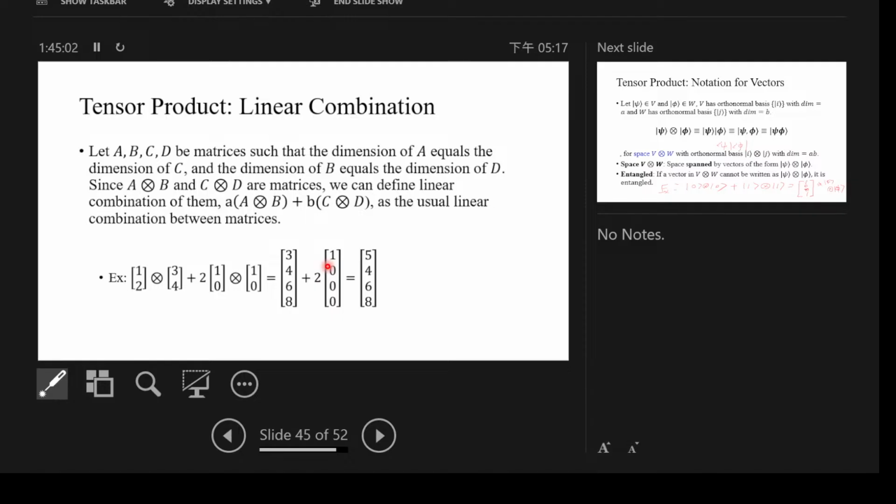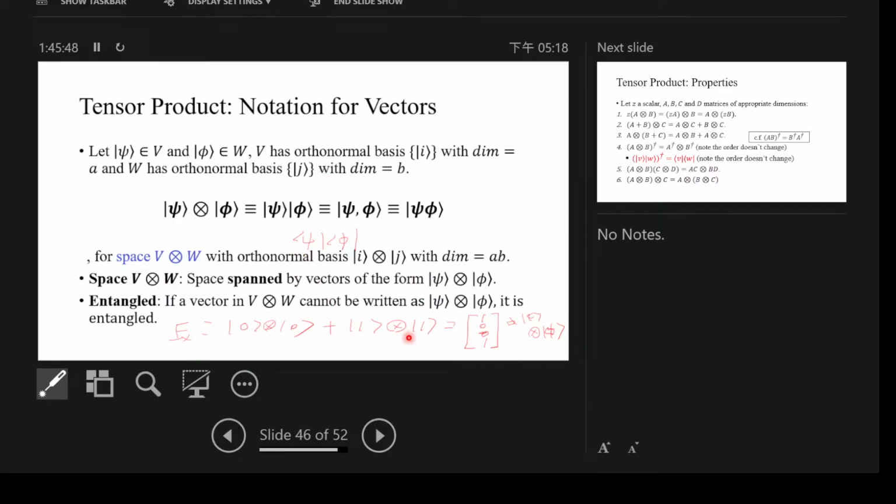Another thing we can do with the tensor product is, since the results are matrices, we can take a linear combination of different tensor products, because we are just adding matrices. For example, we have the tensor product of 1, 2 with 3, 4, and the tensor product of 1, 1 with 1, 1, which is just 1, 0, 0, 0. Those two have the same dimension, so we can just add them together and get this huge matrix or huge vector. I think we can actually finish most of it, but next time we'll see how much we can get through.